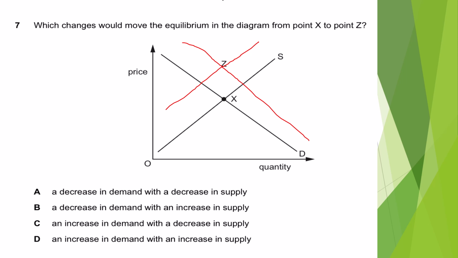Now I am looking here. The demand is going to increase, the increase in demand. From these two I have to choose one, and the supply is going to decrease. When the supply shifts towards left, it is going to decrease. So here, decrease in supply. So yes, again C is the correct answer.